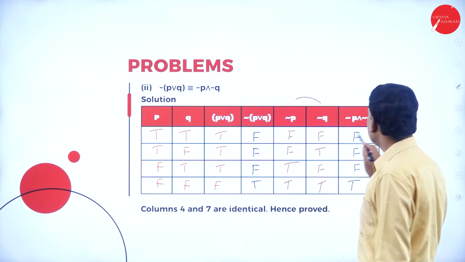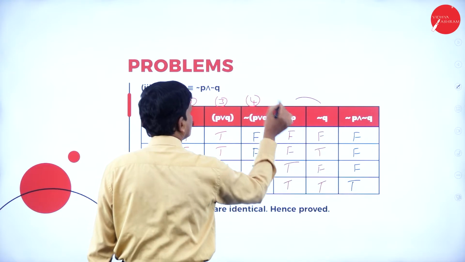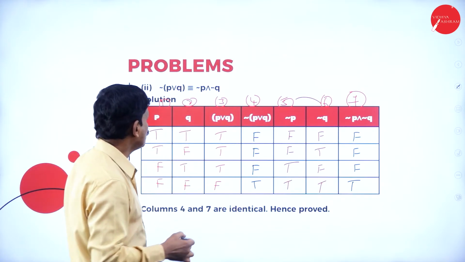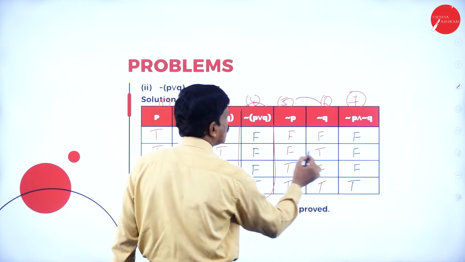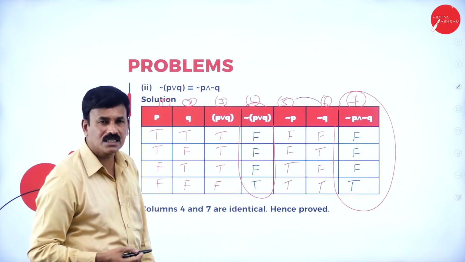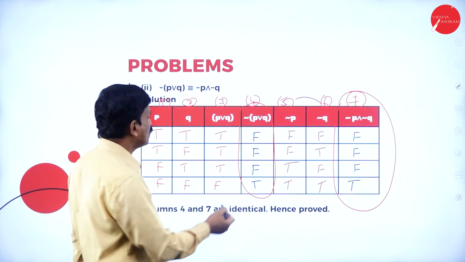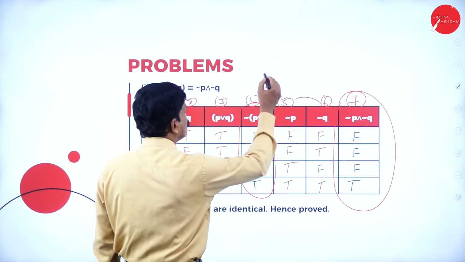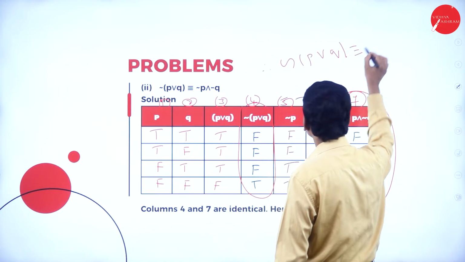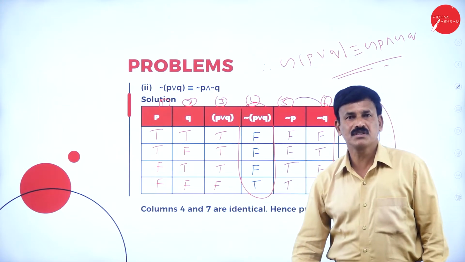Now, observe carefully from the table. Let me give names for these. This is first column, second column, third column, fourth column, fifth, sixth and seventh. Observe carefully. The truth values of the fourth column are the same as the truth values of the seventh column. So, columns 4 and 7 are identical. They are identical. Hence, they are logically equivalent. See, F, F, F, F, F, F, T, T. So, therefore, we can say that negation of P disjunction Q is logically equivalent to negation P conjunction negation Q. That is your verification of De Morgan's law.